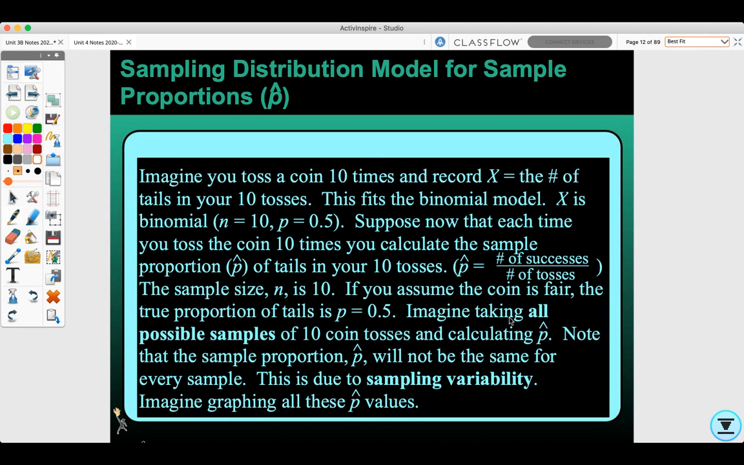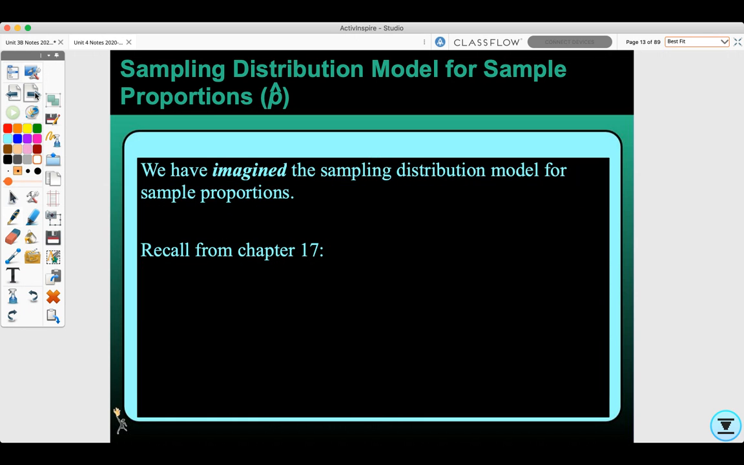Note that the sample proportion p-hat will not be the same every time. This is due to sample variability. And then imagine graphing all these p-hat values. We have imagined the sampling distribution model for sample proportions.